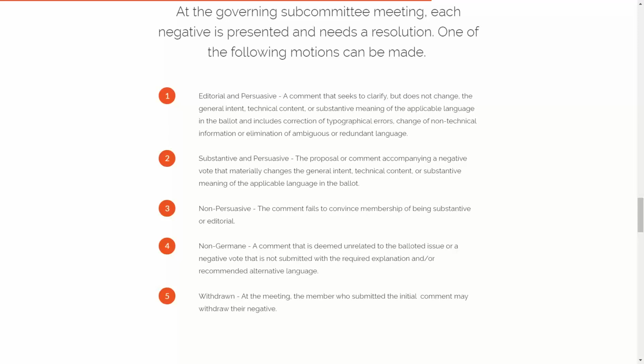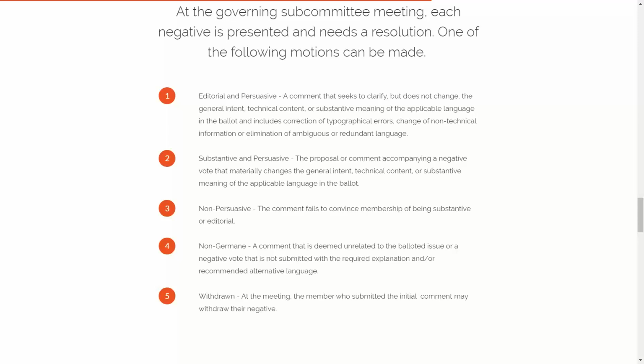A substantive and persuasive motion is made when the member is seeking significant changes to the provided ballot language. Substantive and persuasive negatives that pass will send the ballot back to the task group for review of the negatives with the intent of hopefully having a new ballot for the next meeting. Now, a non-persuasive motion is made when the negative fails to convince membership of being either substantive or editorial.